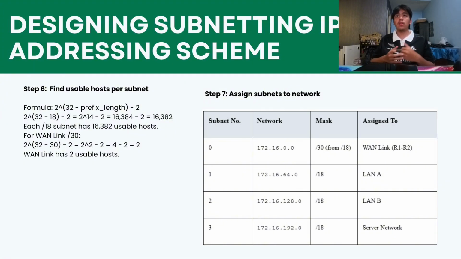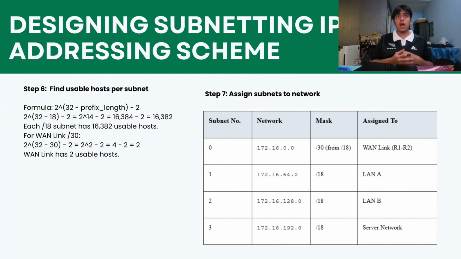The formula will be 2 to the power of 32 minus the prefix length, minus 2. So it will be 2 to the power of 32 minus 18, minus 2. So the answer is 16,382, and each /18 subnet has 16,382 usable hosts. And then for the one link /30, the formula will be 2 to the power of 32 minus 30, and we need to minus it with 2. So the answer is 2, and we have concluded that the one link has only 2 usable hosts.